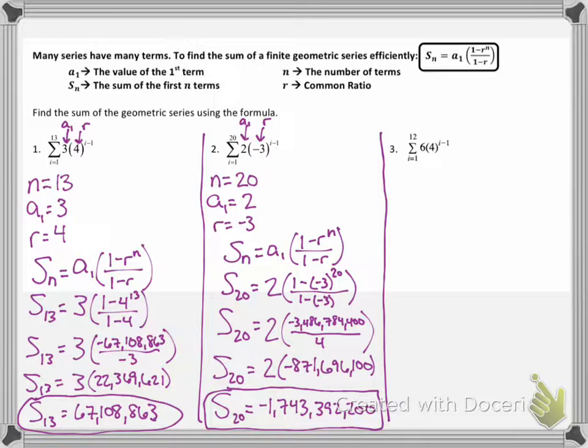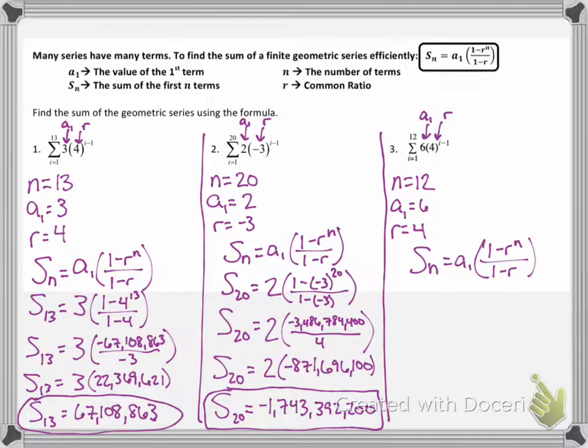All right, final problem here. Same deal, number 3. Starting at the first term, working our way to the 12th term. That means there are 12 terms. My A1 in front of the rule, my R directly next to the exponent. So my first term, A1 is 6, my R is 4. So once again, here's my formula. And let's go ahead and plug stuff in. So 12 goes in for N, 6 for the A1, 1 minus 4 to the 12th in the numerator, and 1 minus 4 in the denominator of the fraction.